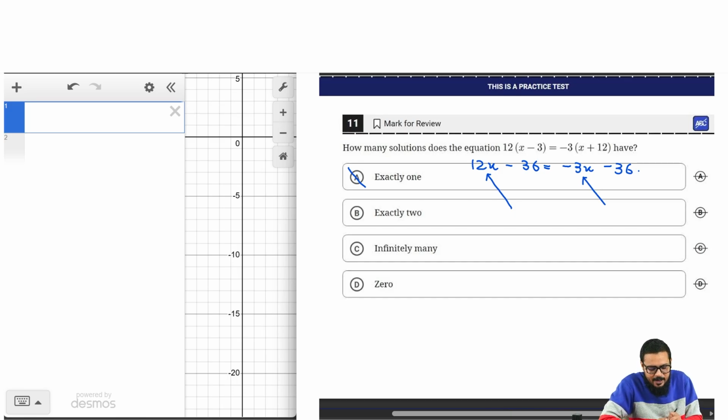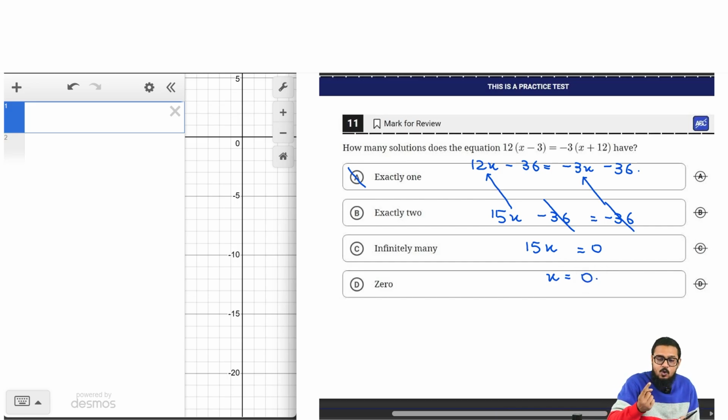If I add 3x on both sides, this would give me 15x, and then minus 36 would be equal to minus 36. If you add 36 on both sides, both of them are going to cancel each other. We'll be left with 15x equals 0. And if you divide both sides by 15, you will get the value of x as 0 divided by 15, which is 0. So you're getting one solution whose value is 0.